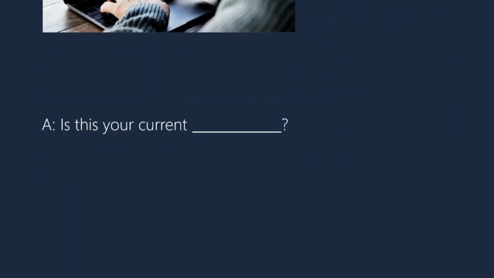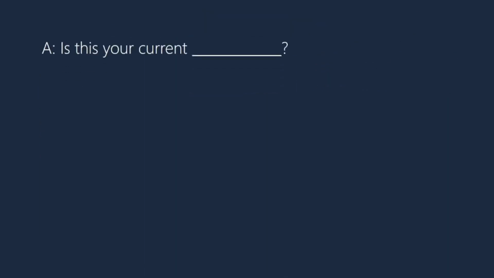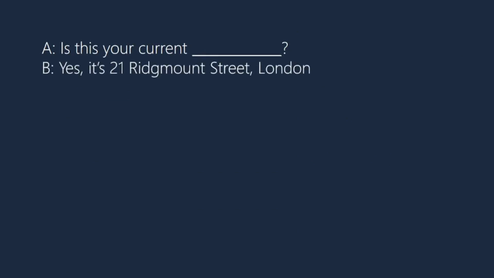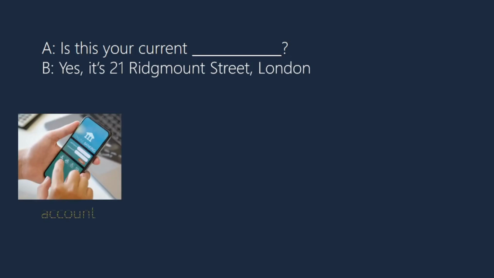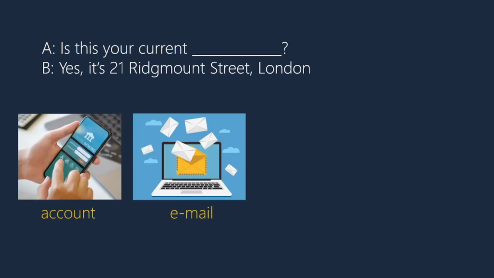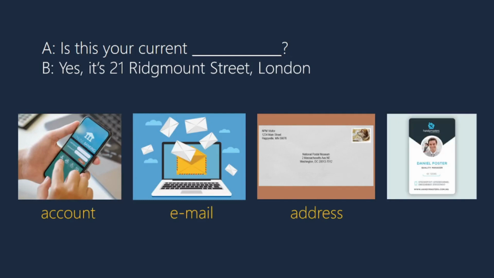Okay, so let's come back to the question. Is this your current dash? B says yes. It's 21 Richmond Street, London. Now again, 21 Richmond Street, London also gives you an idea of what it could be. But let's take the options first. Account, email, address, and business name. Now business name could be a brand name.